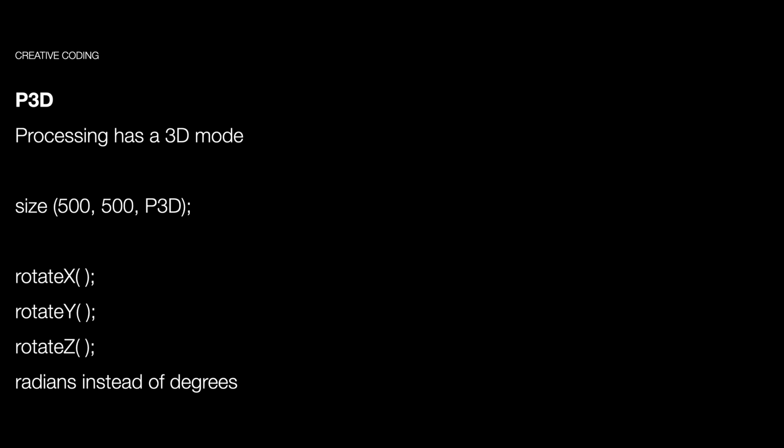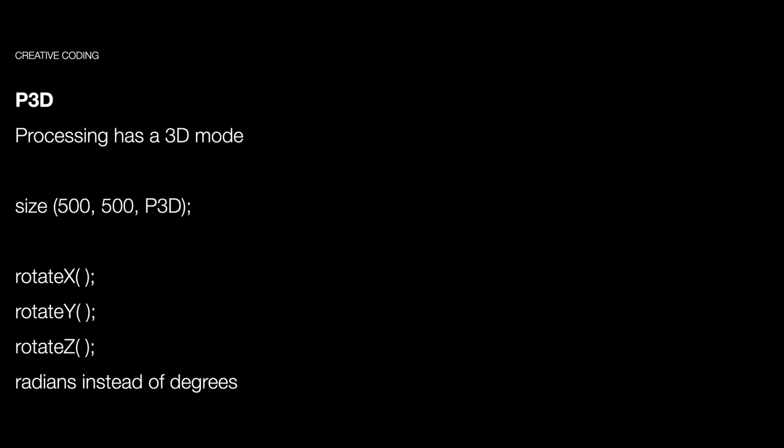So we've mostly been using 2 dimensions, X and Y, but we can also access the Z dimension, the depth. Processing has a 3D mode that you can access just by adding this parameter into your size. So do the width and the height, and follow it up by P3D. That's going to turn on the 3D mode.